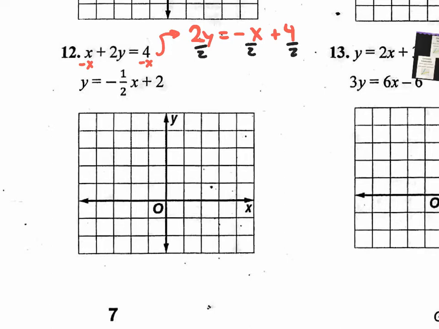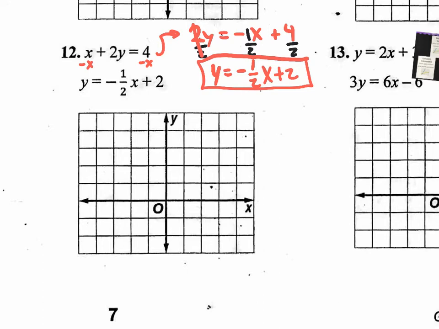Now notice that there's an invisible 1 in front of the x. So my final slope-intercept form equation for the top one, which I'm going to write in red right here, is y equals negative 1/2 x plus 2. That's my final slope-intercept form equation. And I could easily graph that.